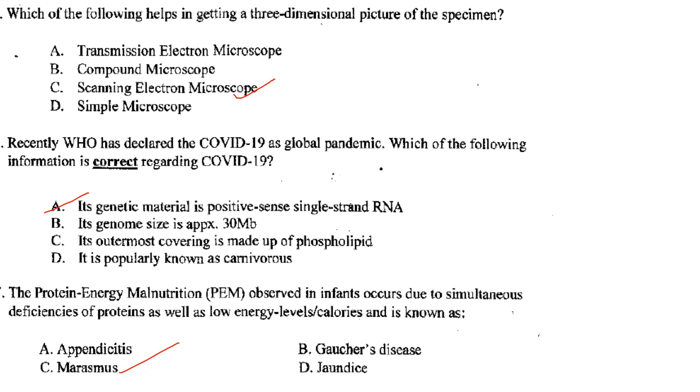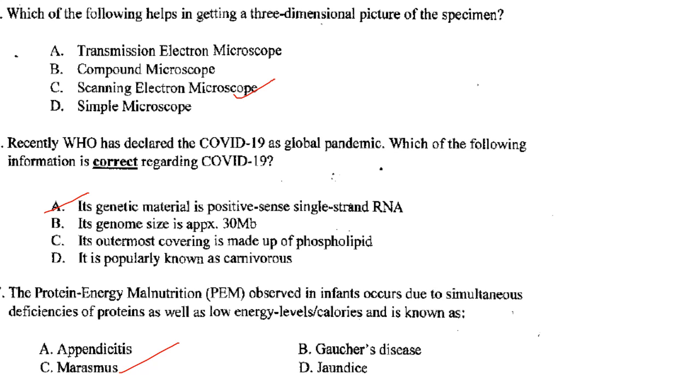Then which of the following helps in getting a three-dimensional picture of the specimen? So it is the scanning electron microscope. Answer is option C. Recently, who has declared the COVID-19 as global pandemic? Which of the following information is correct regarding COVID-19? So it is genetic material is positive sense single-stranded RNA. That is correct. So answer is option A.